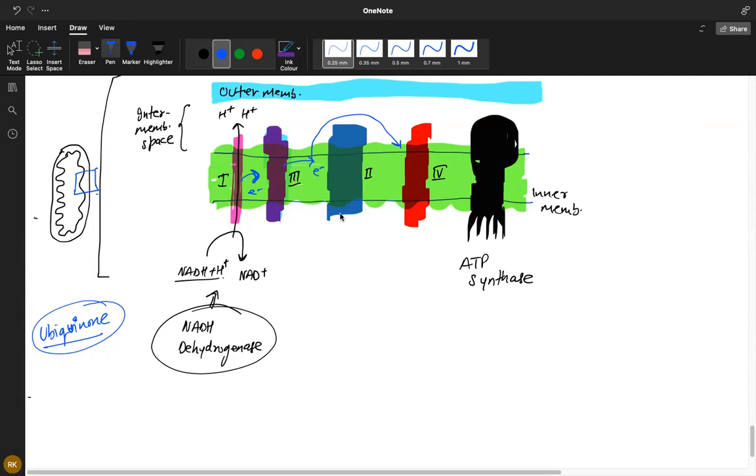So complex 2 kind of gives back to complex 3. The electrons from complex 1 go to complex 3, and there is ubiquinone between 1 and 3. When it goes to complex 3 from complex 2, FADH2 gives reducing equivalents to the same ubiquinone. From 3 it goes to 4.